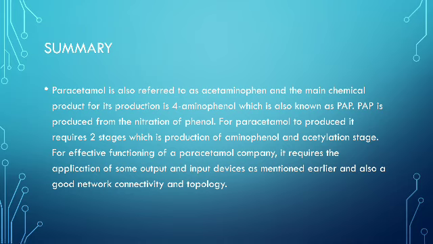In summary, paracetamol is also referred to as acetaminophen, and the main chemical product for its production is 4-aminophenol, which is also known as PAP. PAP is produced from the nitration of phenol. For paracetamol to be produced, it requires two stages, which are the production of aminophenol and the acetylation stage. Also, for effective function of a paracetamol company, it requires the application of some output and input devices, as mentioned earlier, and also good network connectivity and topology.